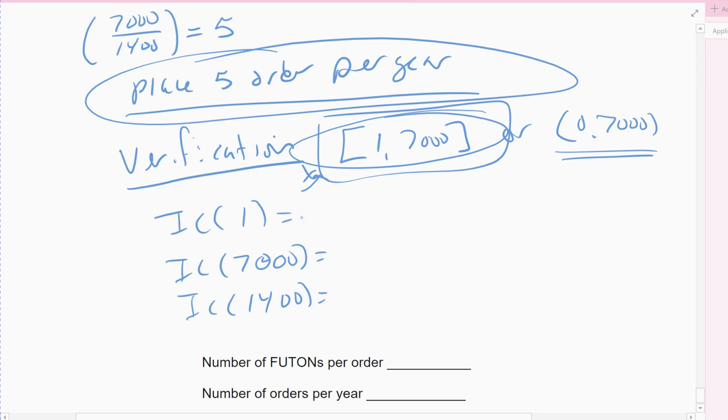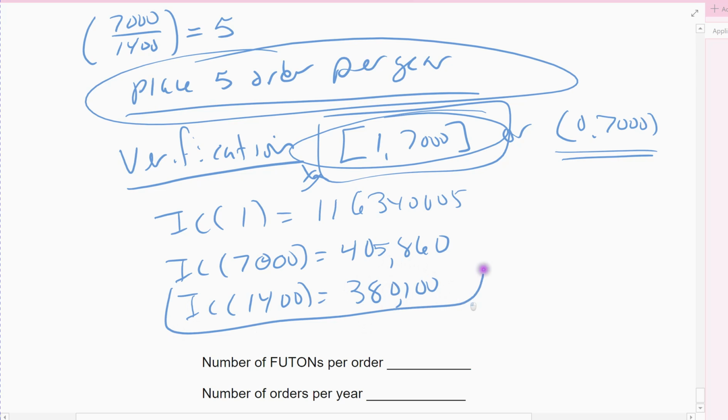Alright, so when I plug 1 in, it's a really big number, 6345005. When I plug 7, it's not as, actually this one's not super big. And so this is the minimum value.